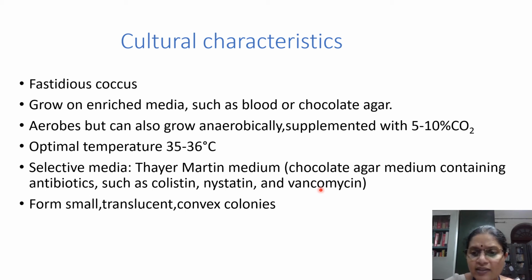So the first thing we want to do is exclude any gram positive cocci that is present in the sample. For that we are including vancomycin in the medium. Second is nystatin. This inhibits fungi. So any type of normal fungal flora, for example Candida, to avoid the growth of this fungi, we are going to include the nystatin. And colistin inhibits other gram positive bacteria, especially commensal Neisseria.